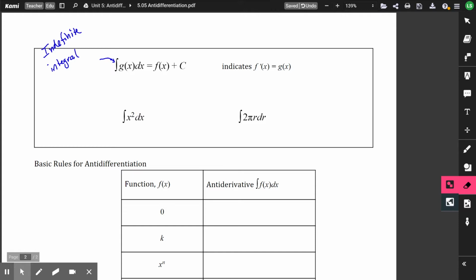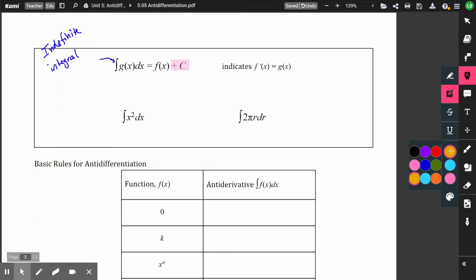So for an indefinite integral, your response will not be a single value, it will actually be a whole function. And we're going to always make sure that when we see the indefinite integral, we include this plus c at the end because we are coming up with a general equation.